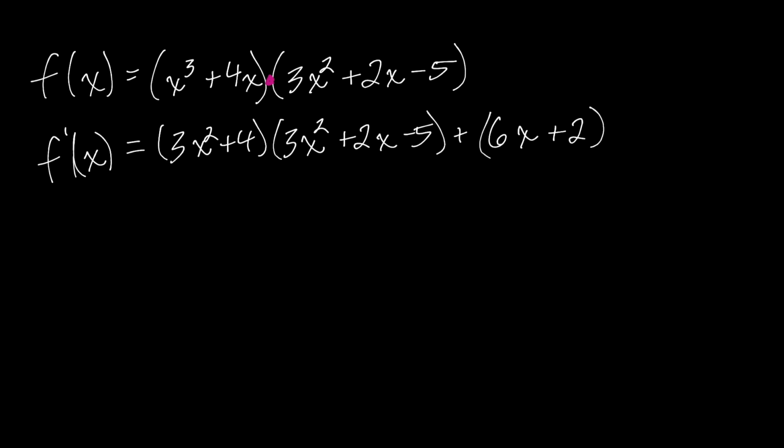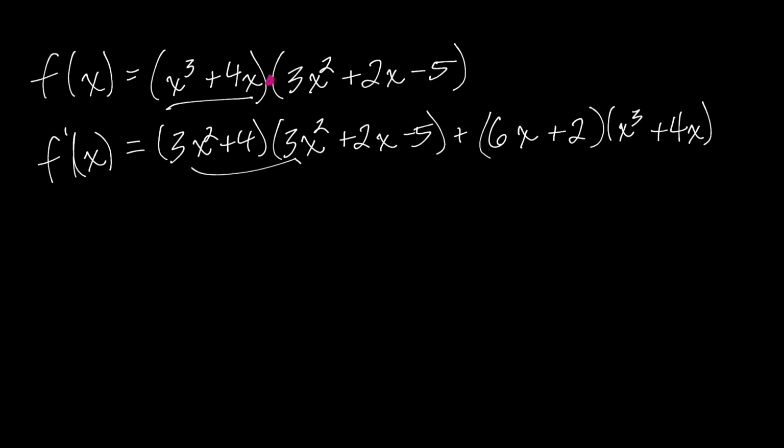So 6x plus 2, because 2 times 3 is 6, and 2x becomes 2, times the first, which is x cubed, plus 4x. So ultimately, this whole expression is the derivative of this function right here. I might have to solve this for 0.